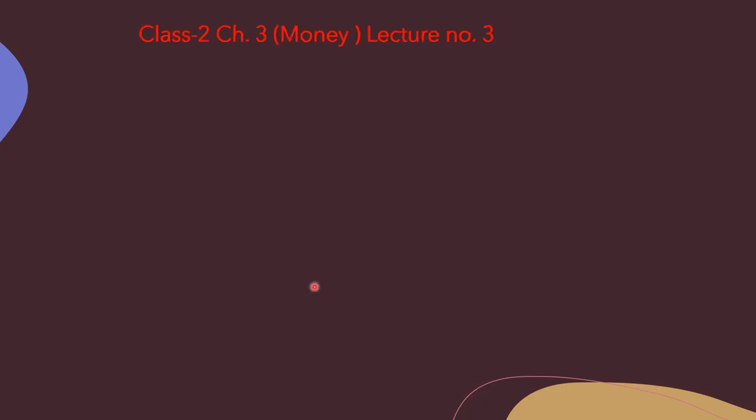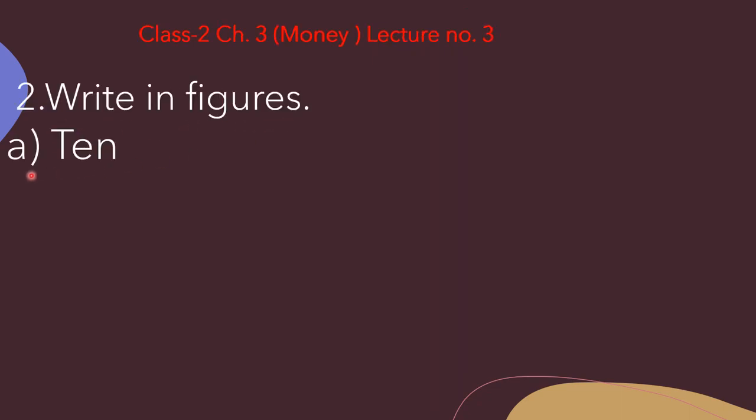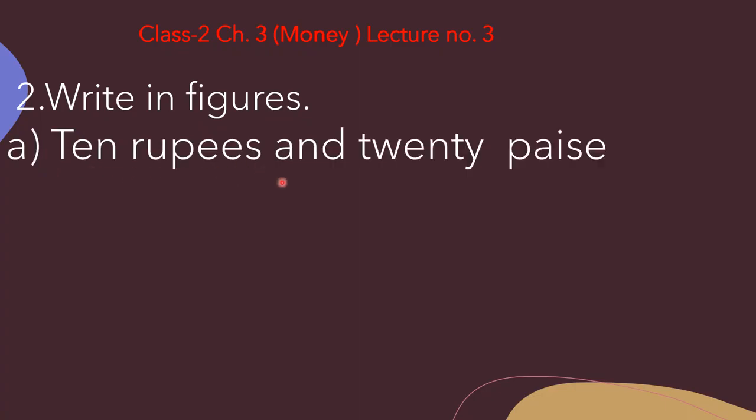Okay. Now question number 2. Write in figures. So here in A part this is given 10 rupees and 20 paise. So here we need to write it in figures. So when we want to write it in figures, first of all we will make symbol of rupees, then we will write 10 and after that we will write 20 and P for paise. So here we will write rupees 10 and 20 P for paise.